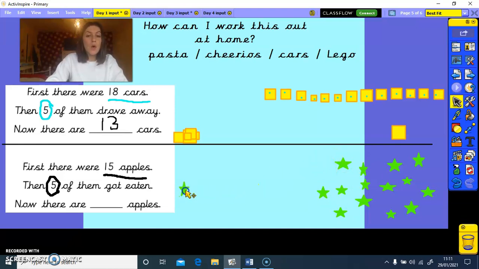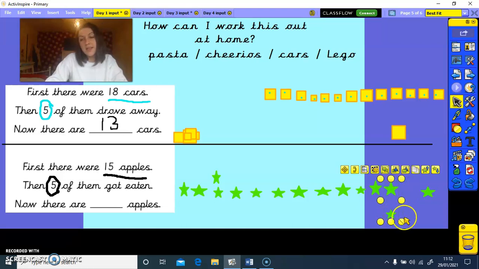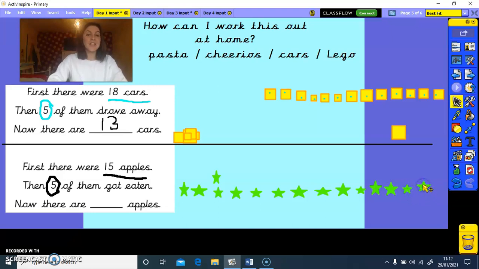Let's count them out. 1, 2, 3, 4, 5, 6, 7, 8, 9, 10, 11, 12, 13, 14, that's now not going to move. Oh, there we go, 14, 15. So I've got 15 little star pasta pieces.